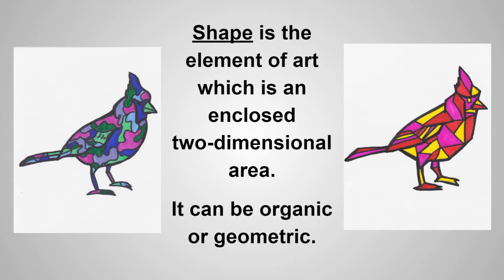Shape is the element of art, which is an enclosed two-dimensional area. It can be organic or it can be geometric. What can you do with the element of shape? On the left side, I created a design with organic shapes, more free-form, nature-like shapes. And then on the right side, I created a design with geometric shapes, where I divided up the cardinal with straight, man-made looking shapes.